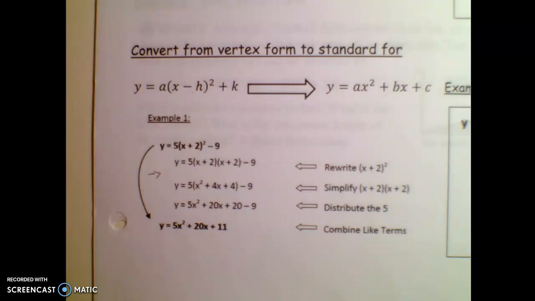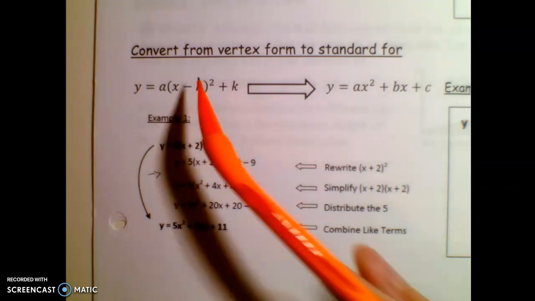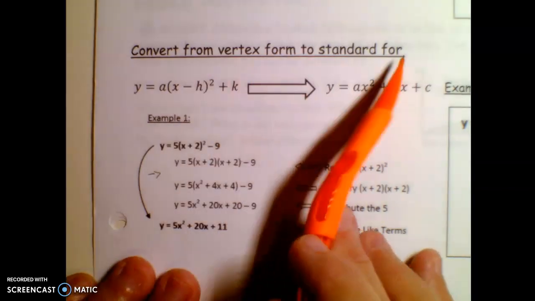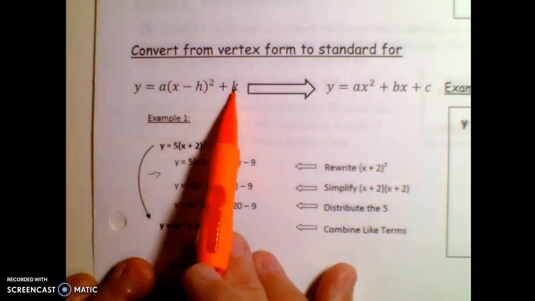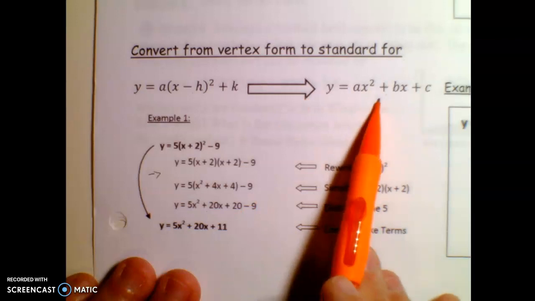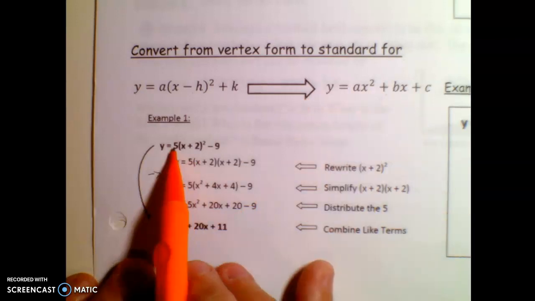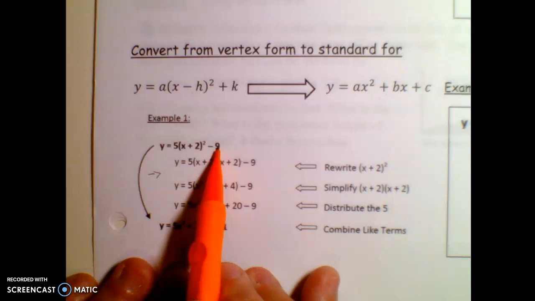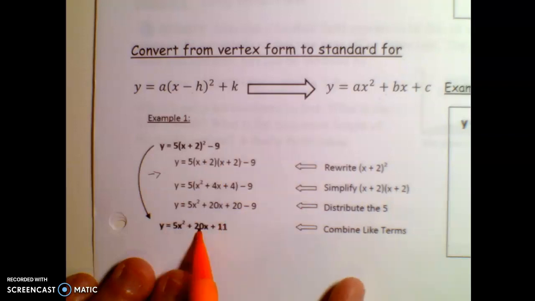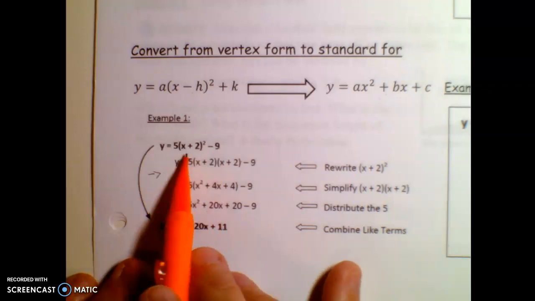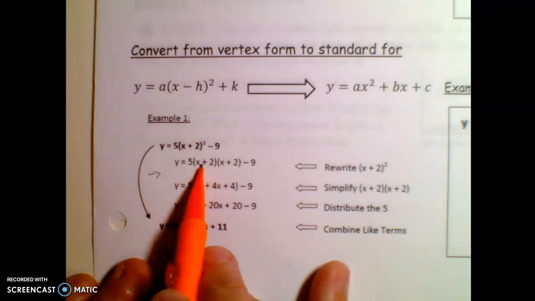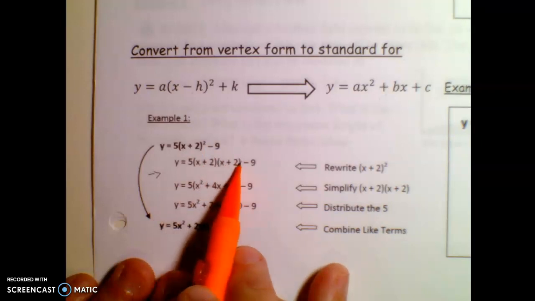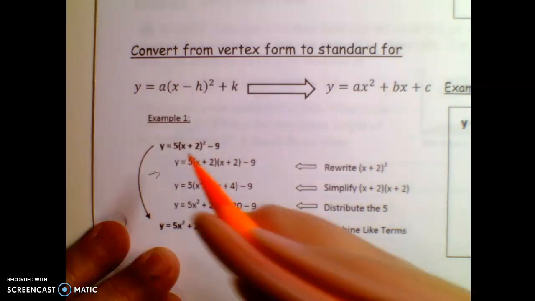Okay, we want to use the exact same idea to convert from vertex form to standard form. And remember, vertex form is minus h plus k. And we want it to look like this. All right, so let's start with, here's my vertex form, and I want it to look like what's down here. So the first step I'm going to do is I'm going to rewrite this. So this is saying negative x plus 2 squared. So we're going to write it as x plus 2 times x plus 2. And I left some space here so that we can do this.